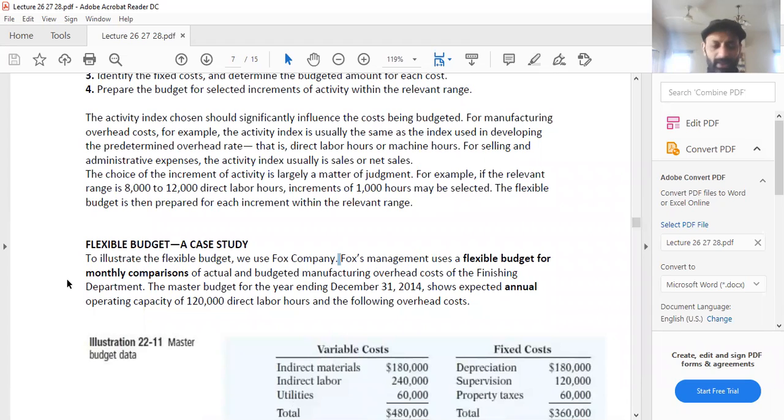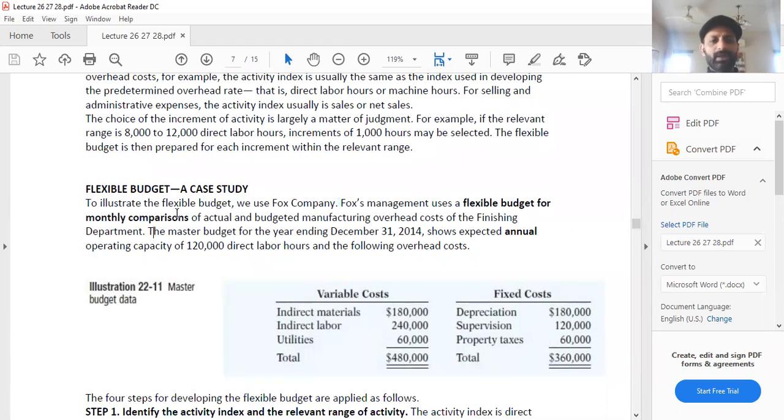Now we will look at a small flexible budget case study. To illustrate the flexible budget, we use Fox Company. Fox's management uses a flexible budget for monthly comparisons of actual and budgeted manufacturing overhead cost of the finishing department.